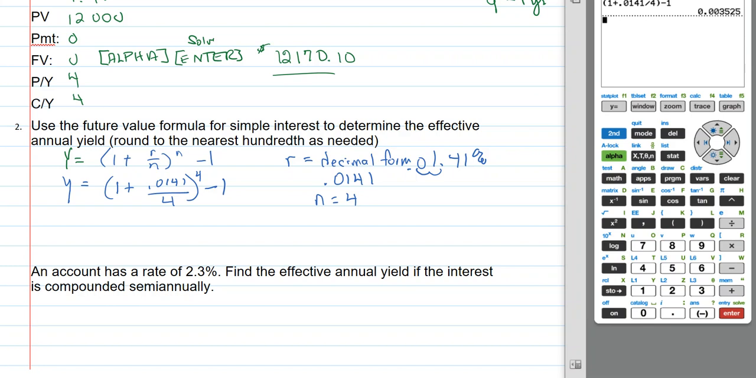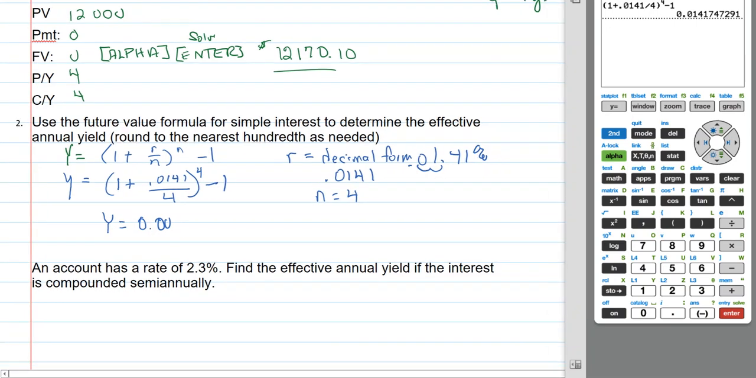So I get this number, that our yield equals 0.001 plus 1 divided by, oh, I forgot the raised 4. I said, that's too big. Way too big. We'll do it again. Open parenthesis, 1 plus decimal 0.0141 divided by the 4, close parenthesis, up caret 4, go across and say minus 1. Now we got it. Sorry about that.